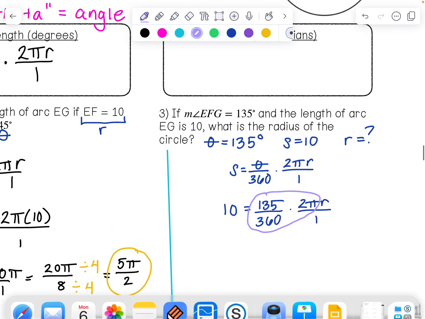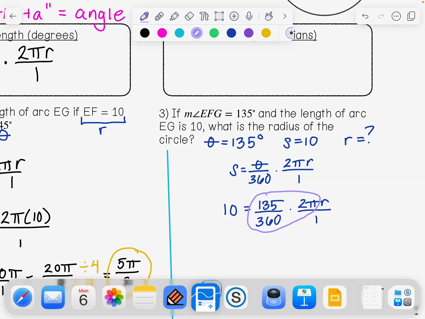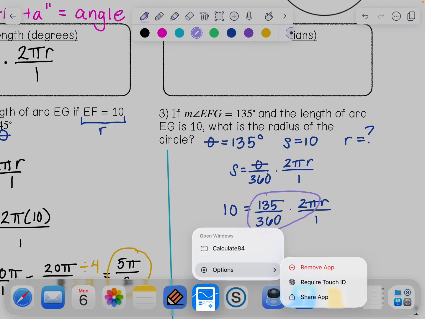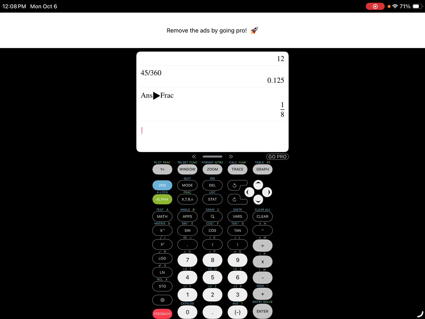So let's see, can I figure out how to split screen this? That would be lovely. I don't want to do that. They changed all of the iOS on me, so now I don't know what to do.